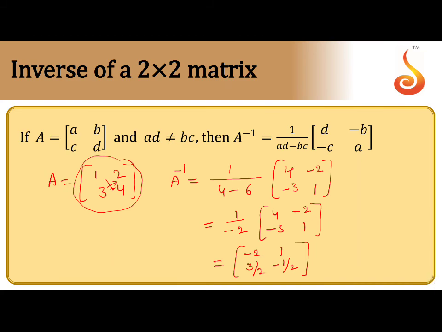So if you want to find the inverse of a 3 by 3 matrix, as usual, A inverse equal to adjoint A by det A. First we find det A. After that we find adjoint A. To find adjoint A, we need to find the cofactor matrix. After that, if you take the transpose of the cofactor matrix, we get adjoint A. And finally, we use the formula A inverse equal to adjoint A by det A. So this is the inverse of a matrix.